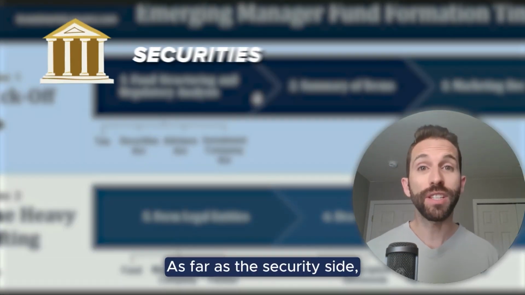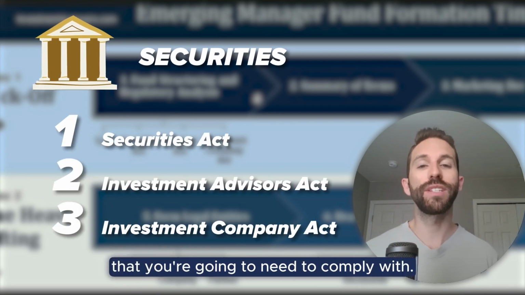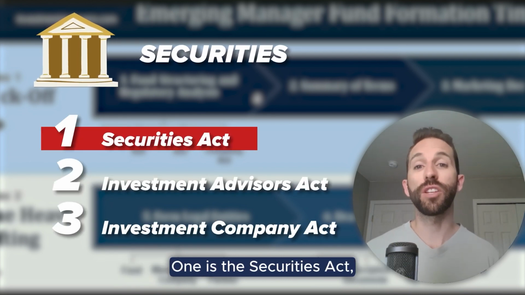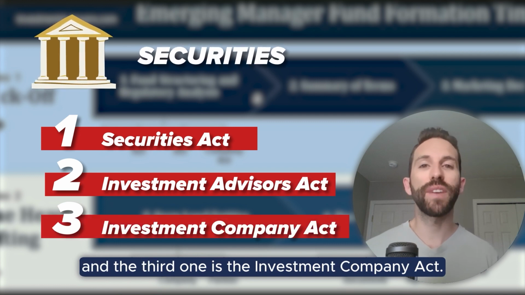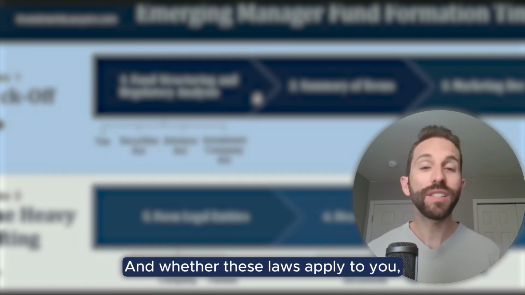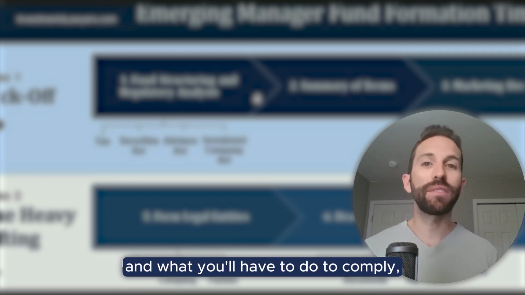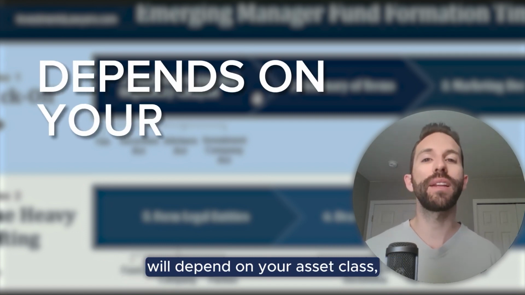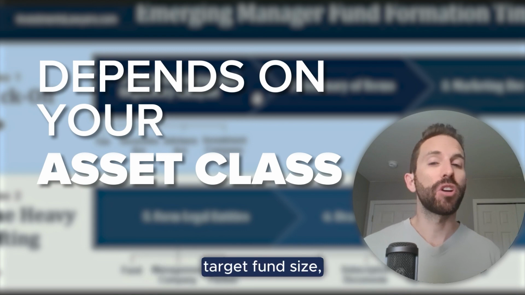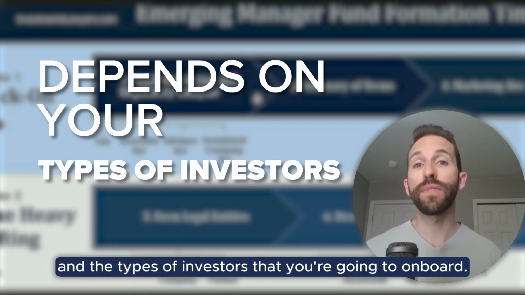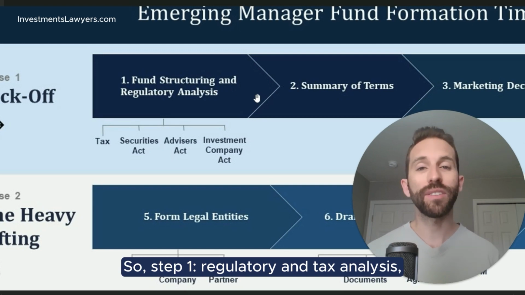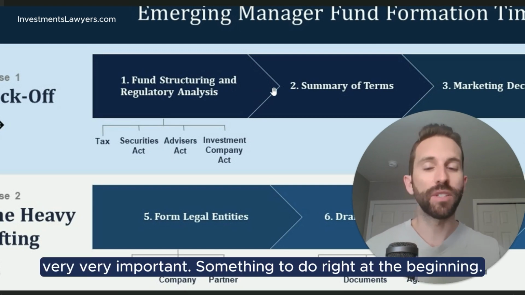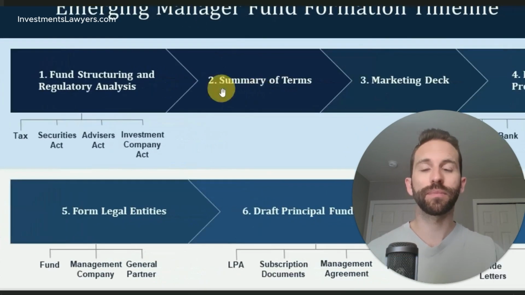As far as the securities side, there are 3 main laws that you're going to need to comply with. One is the Securities Act, the other one is the Investment Advisors Act, and the third one is the Investment Company Act. And whether these laws apply to you and what you'll have to do to comply will depend on your asset class, target fund size, and the types of investors that you're going to onboard. So step 1, regulatory and tax analysis, very, very important, something to do right at the beginning.